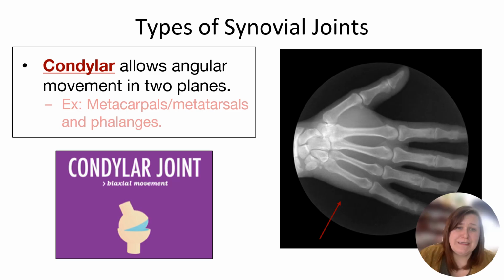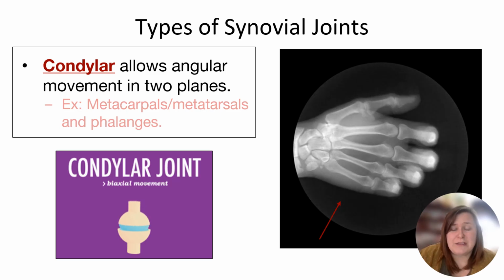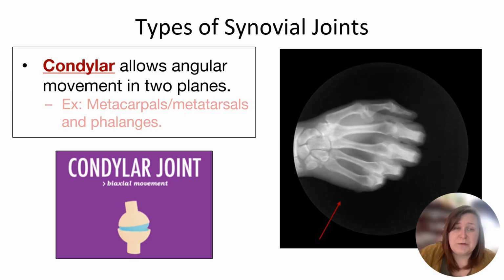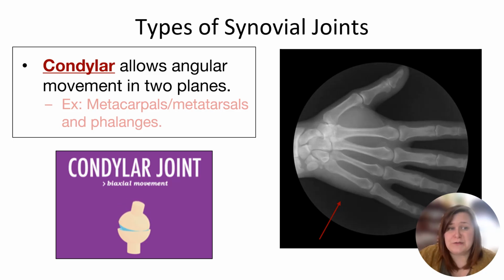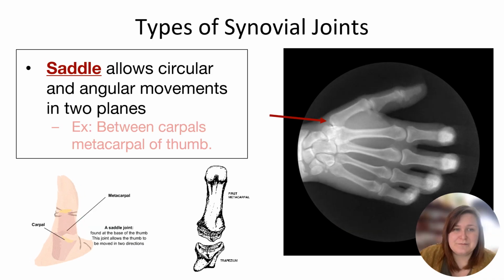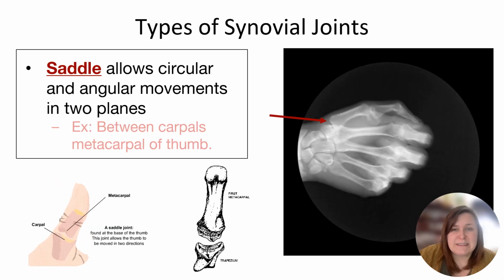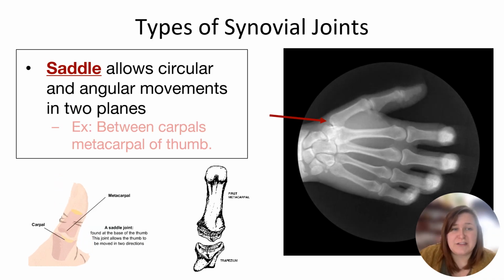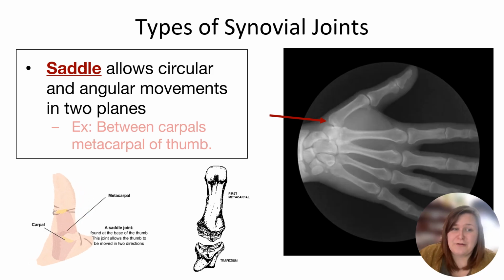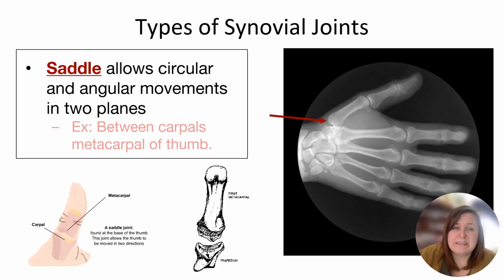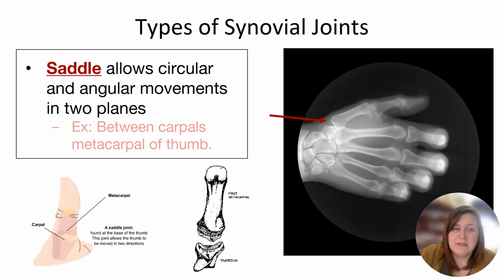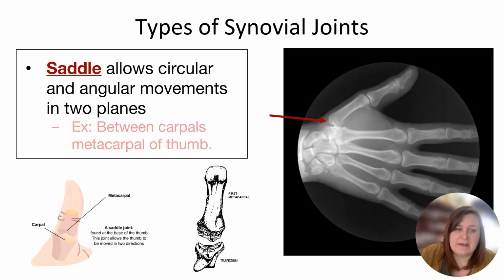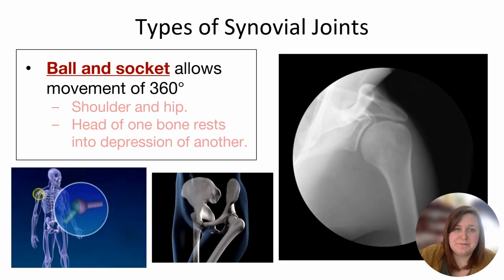Our condylar joints are going to allow angular movements, but it's going to allow it in 2 different planes. So we see this between our metacarpals or metatarsals and our phalanges. We also have saddle joints. This is going to allow a circular and angular movement in 2 planes. So we see this between carpals and metacarpals of the thumb. If you can spin your thumb around, that is what allows that type of movement.